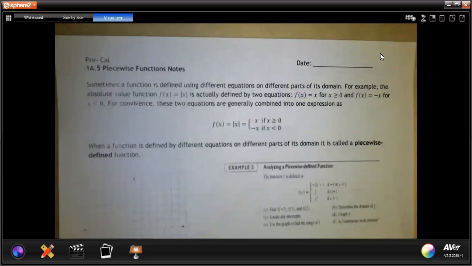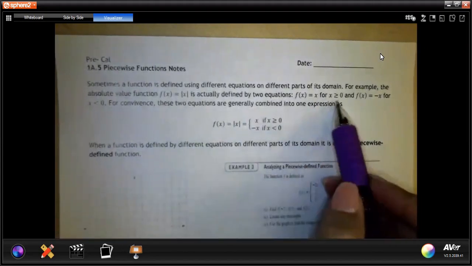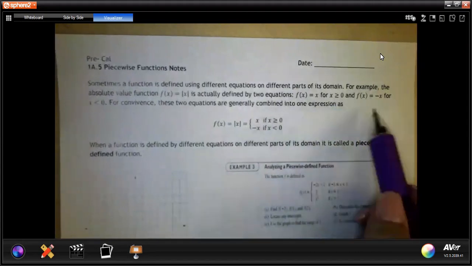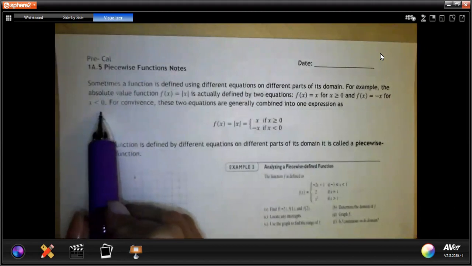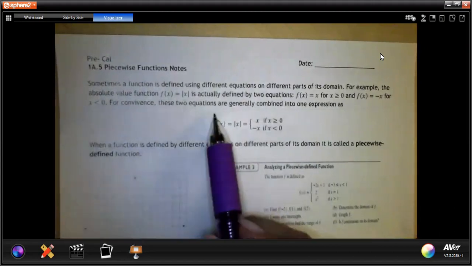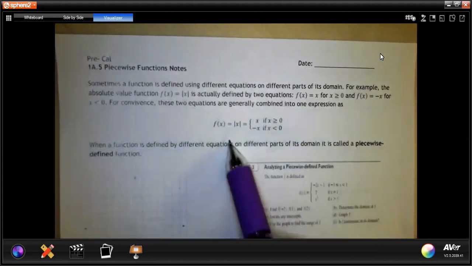All right, today we're going to learn how to work with piecewise functions. And so it tells us up here that sometimes a function is defined using different equations on different parts of its domain. For example, an absolute value function is actually defined by two equations. f of x equals x when x is greater than or equal to 0, and f of x equals negative x for x is less than 0. For convenience, these two equations are generally combined in one as this form of an equation.